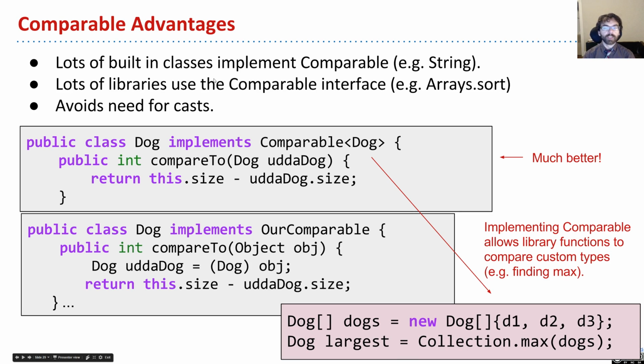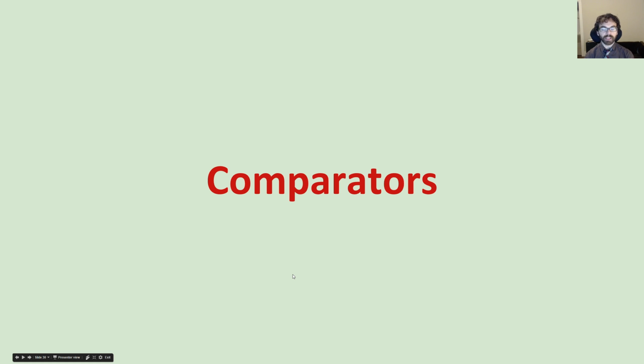Even better though, there are lots of libraries out there that already use the Comparable interface. So for example, max is already written for us, as you might imagine. There's a library called Collections, and you could say Collections.max, give it an array of dogs, and it will find the largest dog, so long as the dogs implement Comparable. Okay? So this approach here is much nicer, as you can see, compared to the previous approach, because it plays well with the existing libraries, and you'll note it also avoids that ugly cast. So that's basically the scoop with Comparables, and in the next video, we'll talk about a very closely related idea known as a Comparator.